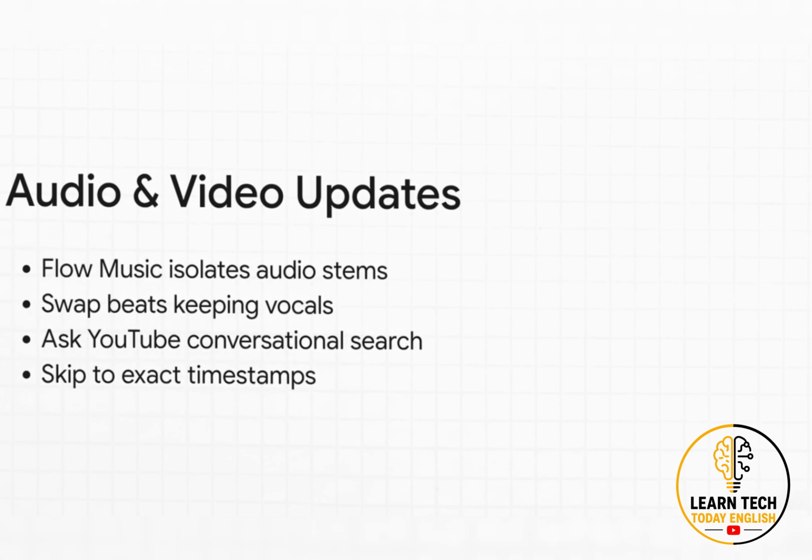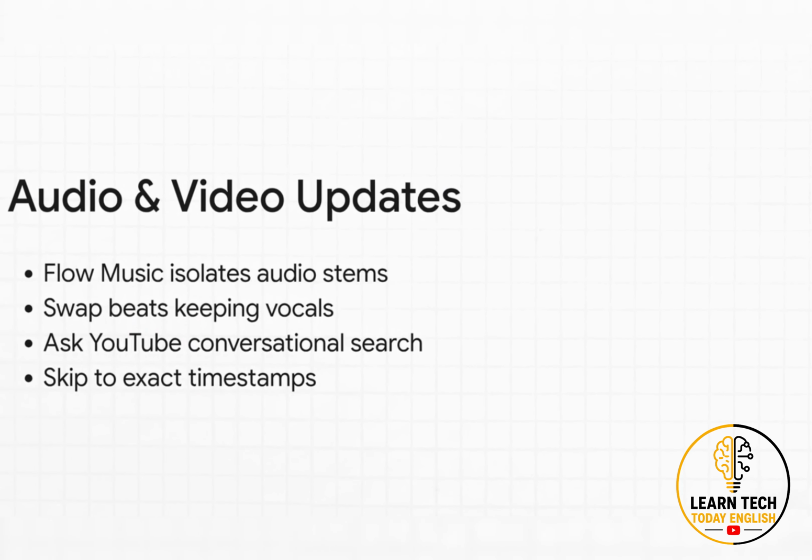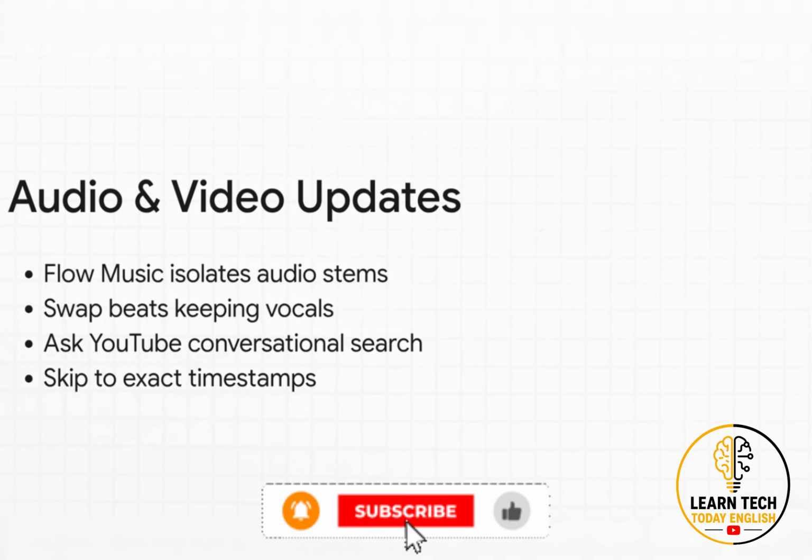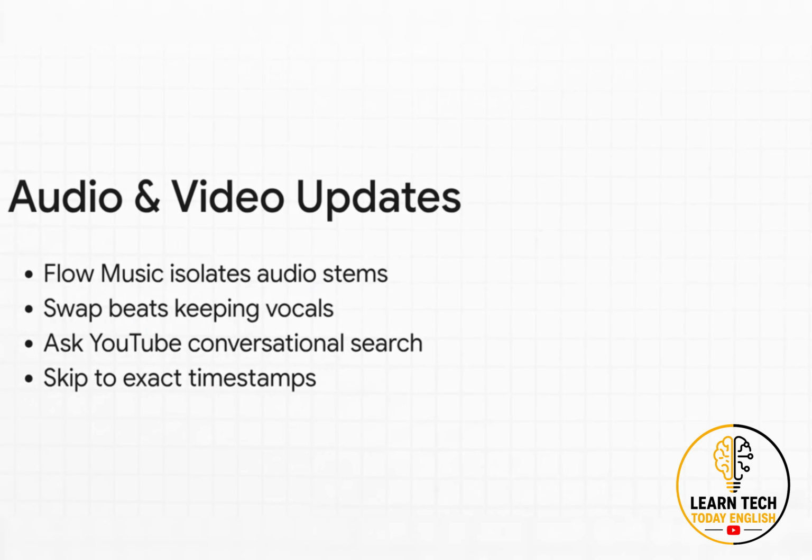There's also this brilliant leap forward in audio and video control. Flow Music, which is powered by Lyria 3 Pro, gives musicians just unprecedented control. You can isolate and edit highly specific audio stems, like just the chorus or a single guitar line. You can even swap out a massive beat drop without having to redo the vocal track at all. On the video side, Ask YouTube is phenomenal. Instead of typing in clunky keywords, you just use conversational search. You ask a full question, and YouTube doesn't just hand you a list of videos. It gives you a structured answer and jumps you directly to the exact timestamp in a video where that answer is discussed. Think of the time that's going to save.